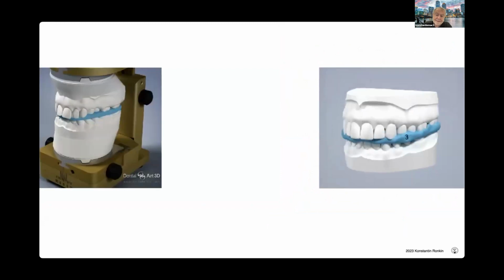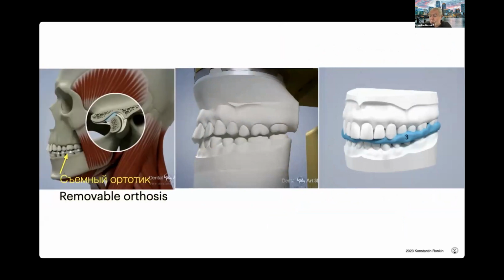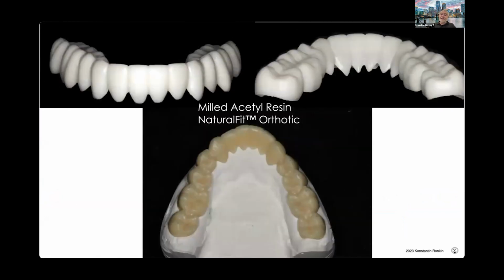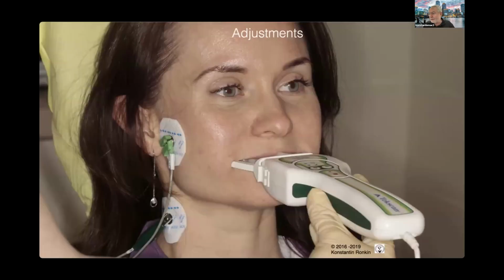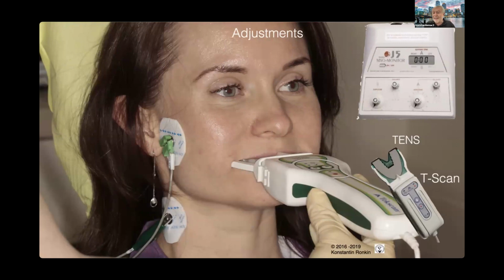In this bite, we produced the neuromuscular orthotic. This is a bite. It was a removable orthotic. In his case, it was a milled acetyl resin natural fit orthotic. Looks like this. And we treated our patient for like 3 months. And during this period of time, we did adjustments of the orthotic with use of TENS and T-scan.